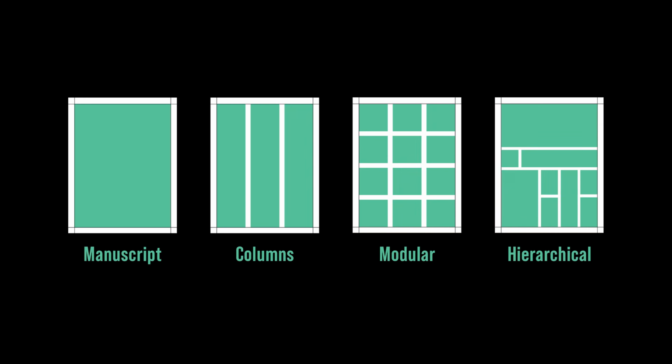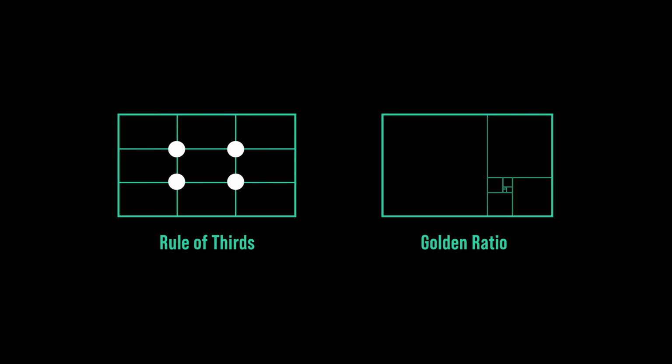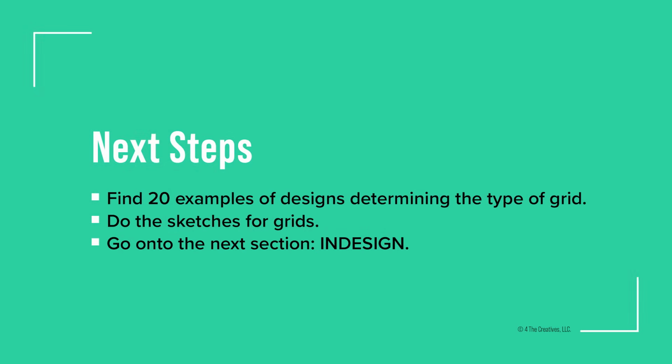In summary, there are 4 different main grids to choose from, which are manuscript, columns, modular, and hierarchic, and 2 additional grids that can be used as tools to place content within a layout, which are the rule of thirds and the golden ratio. Your next steps are to find 20 examples of grids in designs, determining what type of grid each uses. Feel free to print out designs or use magazines so you can draw on them to become familiar with the different grids. Then you'll be doing sketches of grids in your sketchbook.